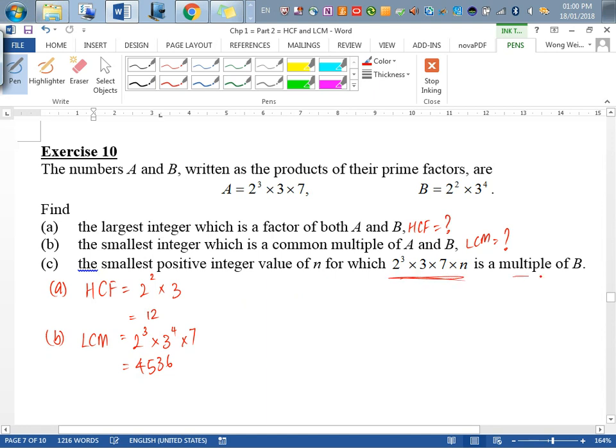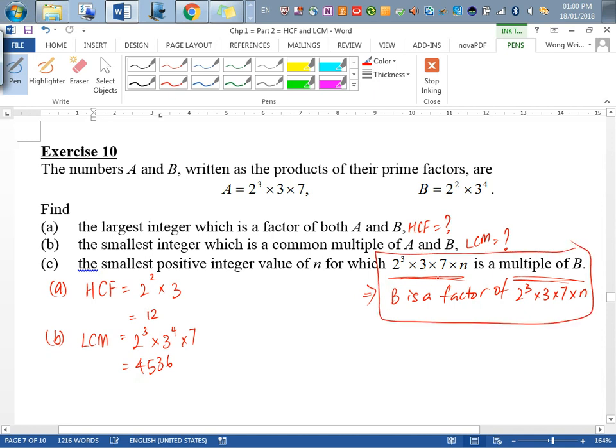Okay, now find the smallest positive integer value of n for which this is a multiple of b. Do you remember seeing this type of question in part 1 of the notes? Yes, right. Okay. Since this is a multiple of b, they are telling us that b is a factor of 2 cubed times 3 times 7 times n. Aren't they the same thing? Look at these two statements. 2 cubed times 3 times 7 times n is a multiple of b.